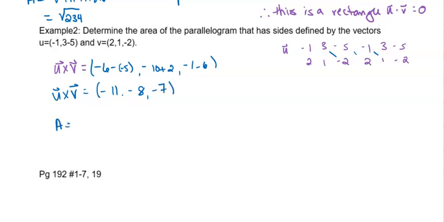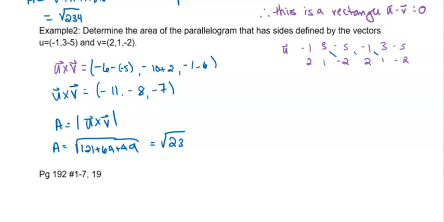Okay, so my area is the absolute value of u cross v. So now I'm going to find the absolute value of this. I'm going to square all of these things. 121 plus 64 plus 49. This is going to be 234. Oh, and I see I made a translation error up here. So just going back, this sums up to root 294. That was my bad. I was looking at my answer key here.